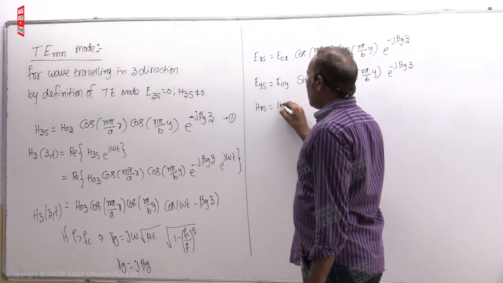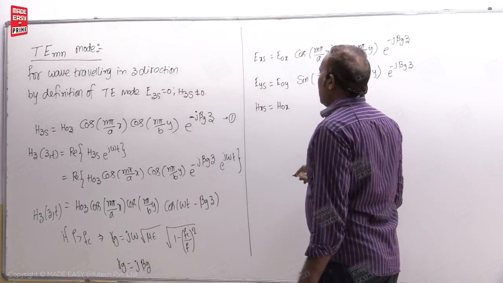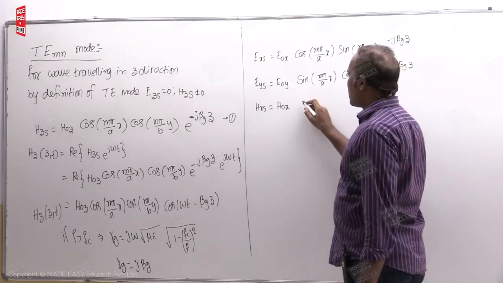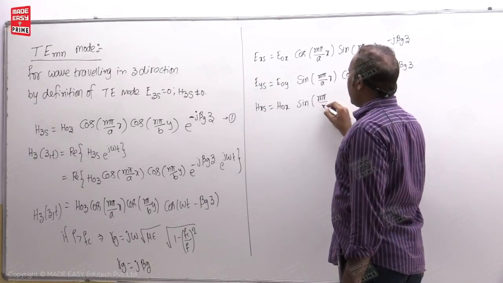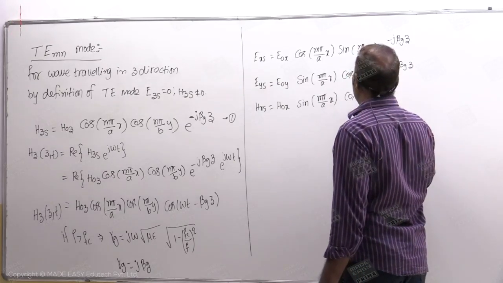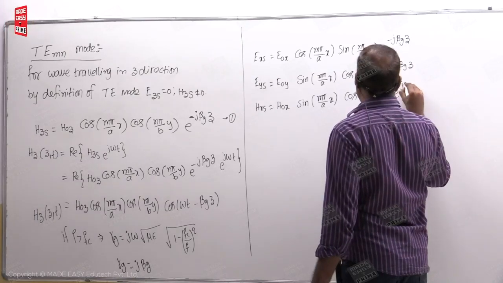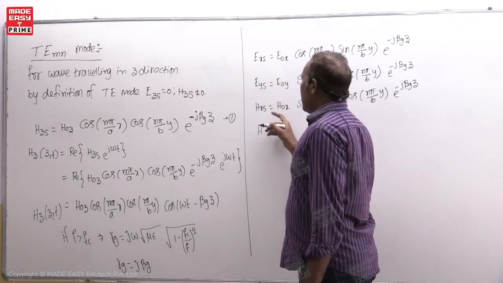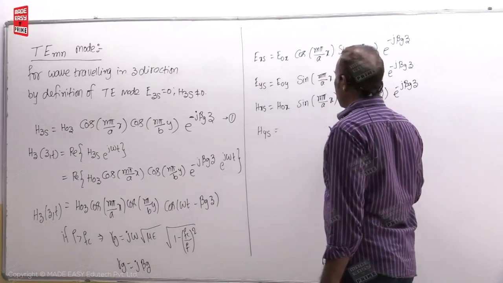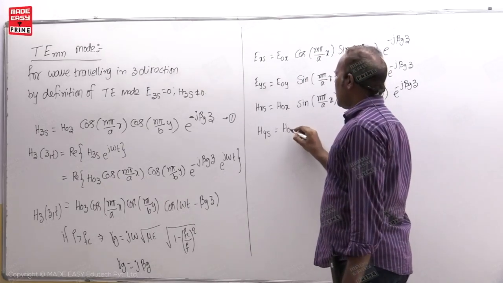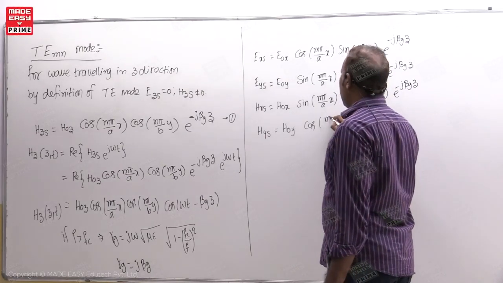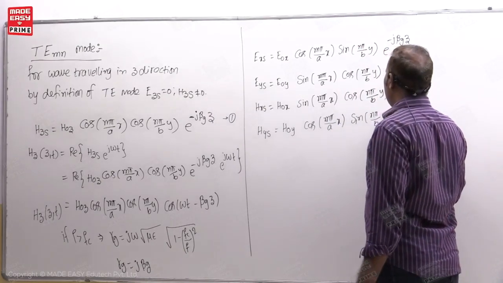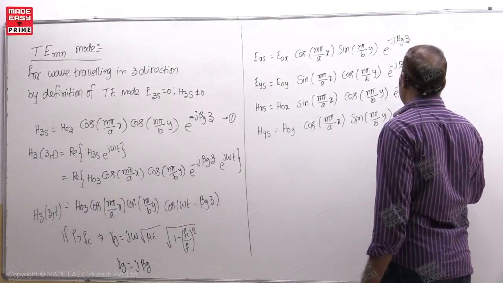Magnetic field x component is equal to initial value H naught of x component, then electric field y component generates magnetic field x component. That is why these terms will be same. So sin m pi by a x, cos n pi by b y, e power j beta g z, and Ex generates Hy. That is why here cos sin comes, here also same thing comes. So H0y cos of m pi by a x and sin of n pi by b into y, e power minus j beta g z.